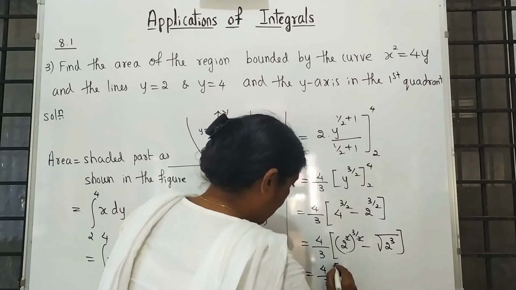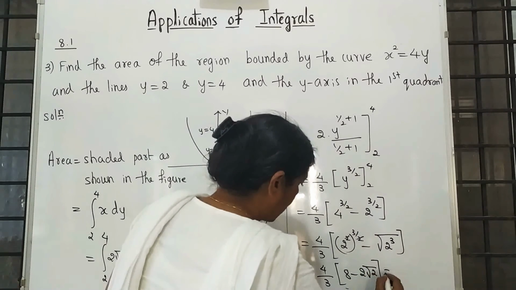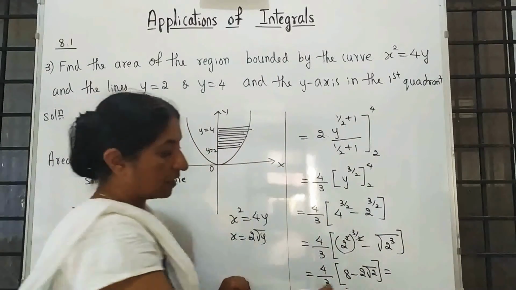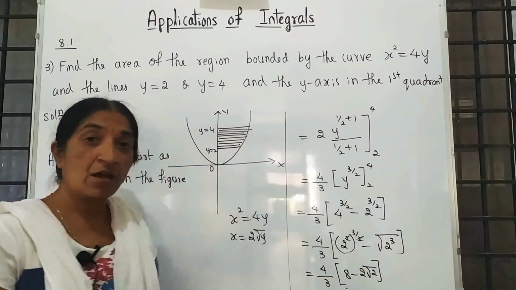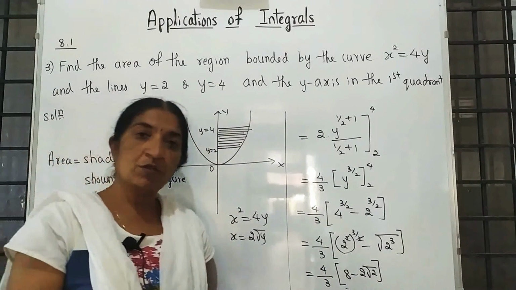4 by 3 in the bracket: 8 minus 2 root 2. If you want, you can remove the bracket and simplify, otherwise keep as it is. This is the answer. This is the required area of the given problem. So understand. Moving to the next example.